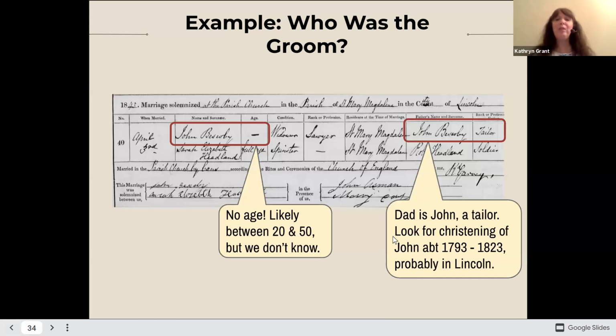So what I'm going to be looking for is a christening record for John Bescaby between 1793 and 1823, probably in Lincoln, because back then people didn't move around a lot. They pretty much stayed in or near their home parish. So let the search begin.